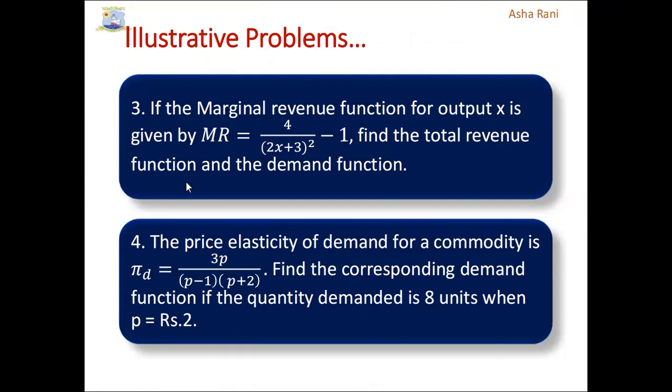Now another problem, if the marginal revenue function for output x is given by this marginal revenue, find the total revenue function and demand function. Similarly, another example, the price elasticity of demand for a commodity is given by this, where p is the price, find the corresponding demand function. If the quantity demanded is 8 units, quantity is given what, 8 units, when price is 2 in rupees.